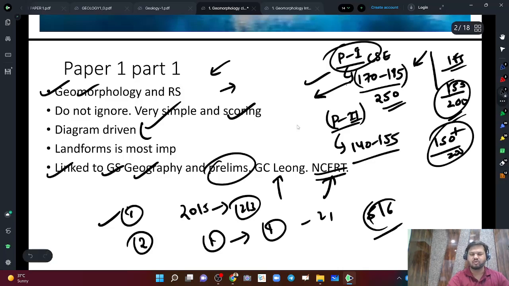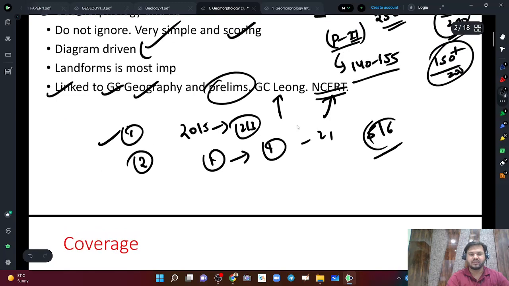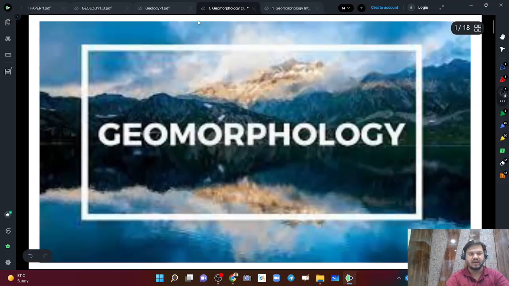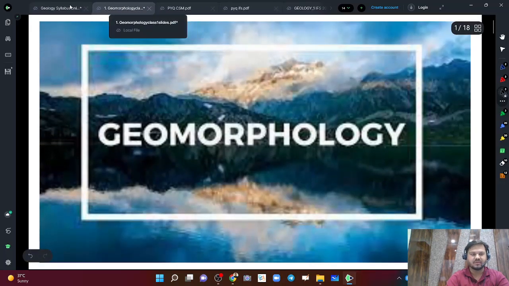The same is the case with remote sensing. Another thing is, based on previous year question analysis, the two most important topics for exam purposes are these: one is basic concepts and another one is related to landform. So suppose this is our syllabus.